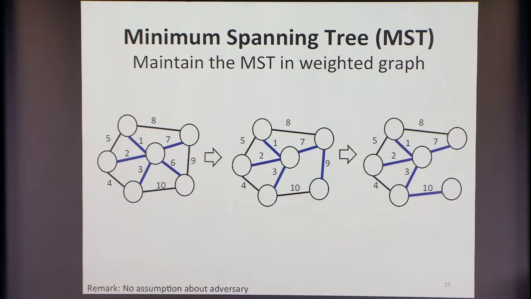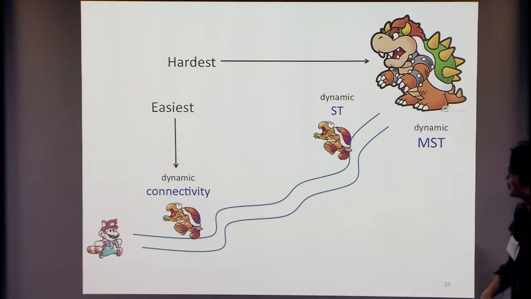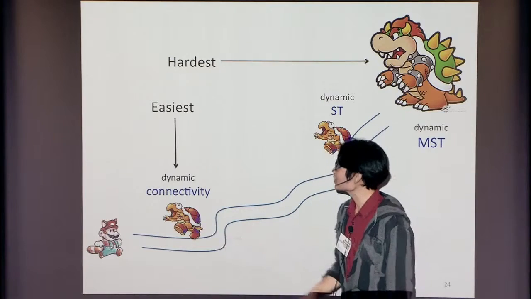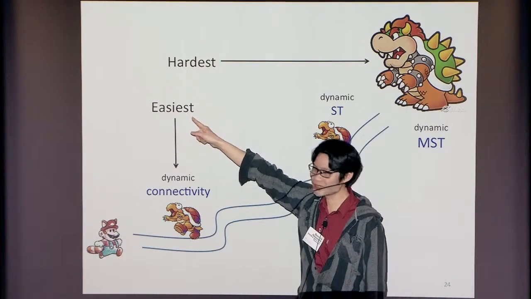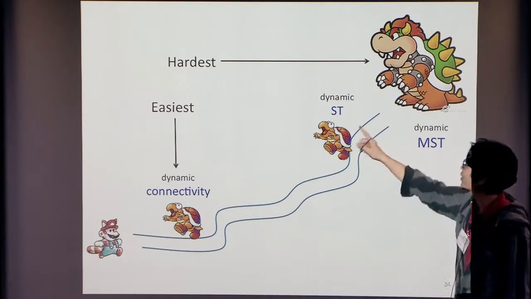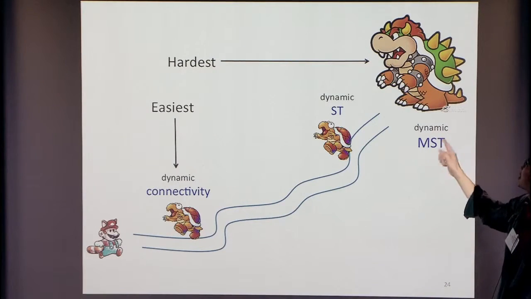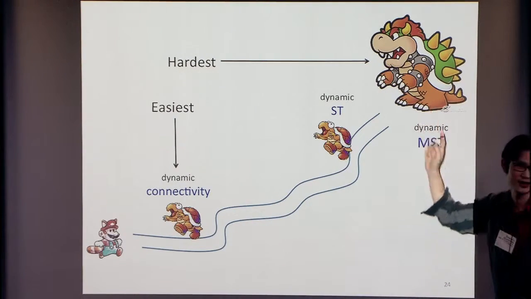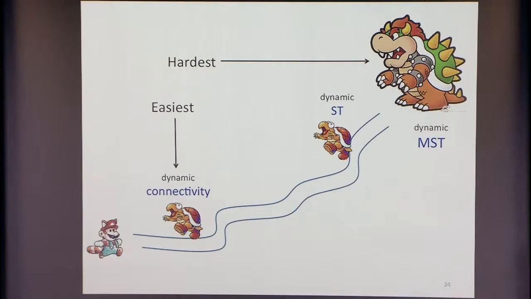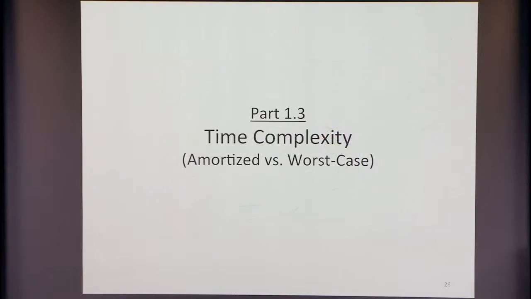So just to come back to the picture again, we have these three problems. Connectivity, which you can show is the easiest, and you have dynamic spanning tree and dynamic MST, which is the hardest and kind of the main goal that we want to attack. The next thing is I have to define the notion of time complexity.